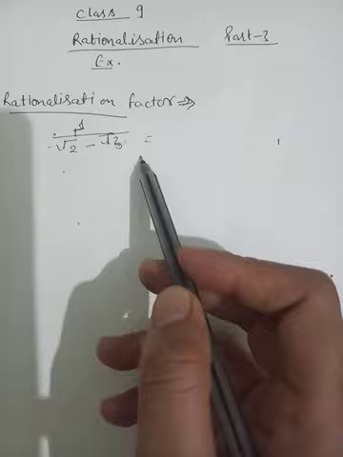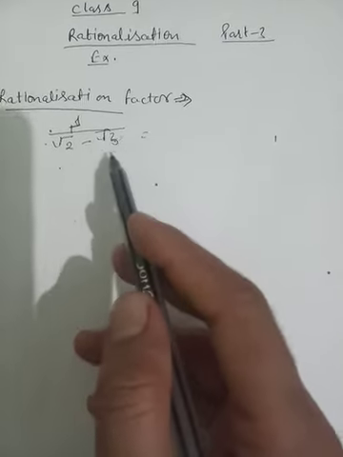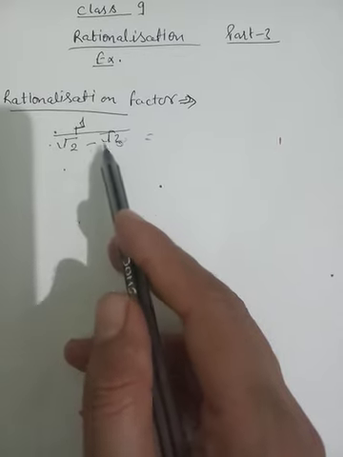Now here are some concepts: what is a rationalization factor? Children, when we have an expression something like 1 upon root 2 minus root 2, we have a square root in the denominator, so we need to make the denominator free from this square root. So we use the rationalization factor to free the denominator from the square root.